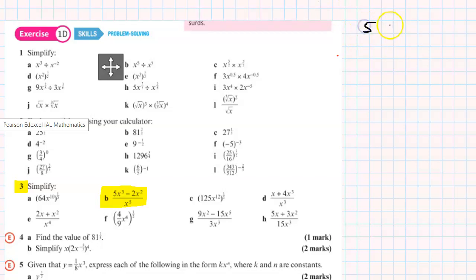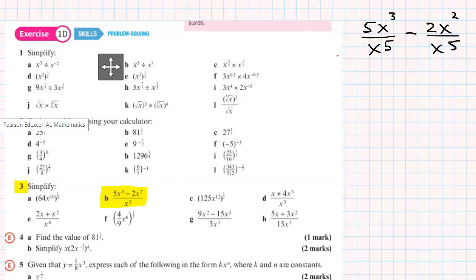So this is 5x to the power 3. You can take the common factor, but I am dividing it and doing it that way. You can do it by taking common, or you can just write over x to the power 3. This is x to the power 5 minus 2x square over x to the power 5.